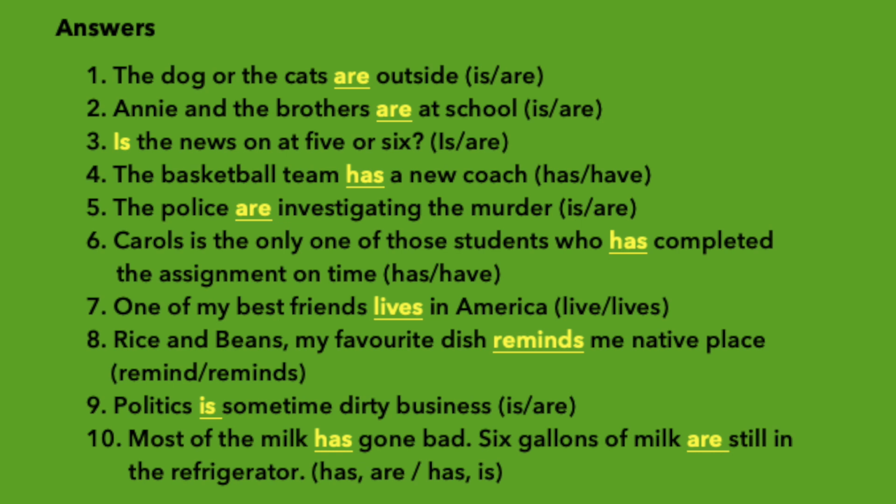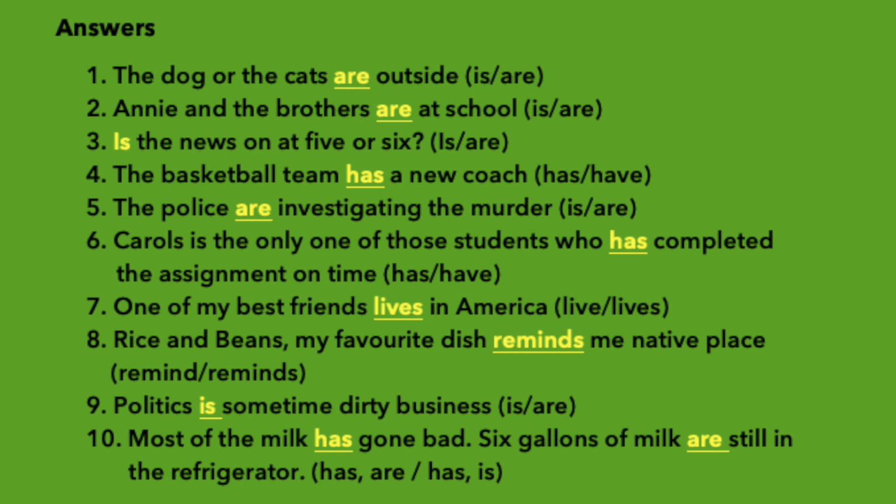The dog or the cats dash outside. The dog or the cats are outside because the noun which is close to the verb is cats. It is plural. Next one, Annie and her brothers dash at school: are at school. Here Annie and her brothers are plural nouns. Dash the news on at 5 or 6: is, the news is on, because news is always singular.